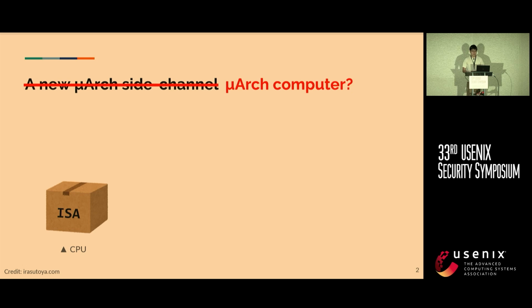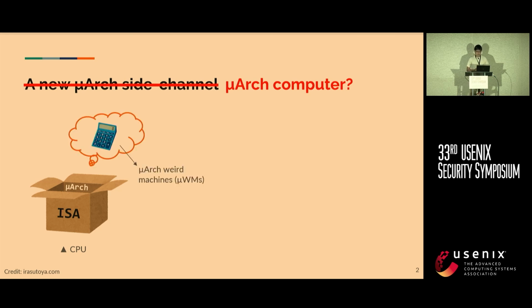When we look at the processor from a software perspective, we normally treat it as a black box and use the ISA as an interface to the hardware. If we open this black box, we find many microarchitectural components, and this work studies the code gadgets that can perform computation using microarchitectural side channels. We call them a weird machine, a microarchitectural weird machine. And there has been a lot of recent work on designing and building these microarchitectural weird machines.